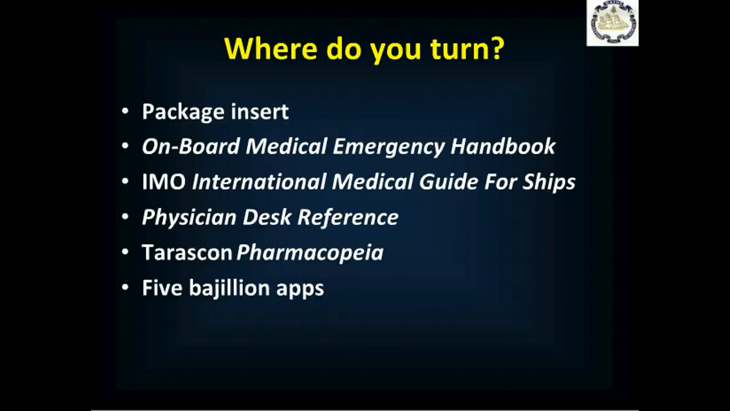A publishing company called Tarascon produces something called the Pharmacopoeia, and it's available as an app, or you can buy the pocket version, and that tells you the drug names and the dosages and a little bit of other information. Not quite as useful as some of the other references, but very handy once you become familiar with medications. And then there's about 5 bajillion apps out there that tell you all about the medications.